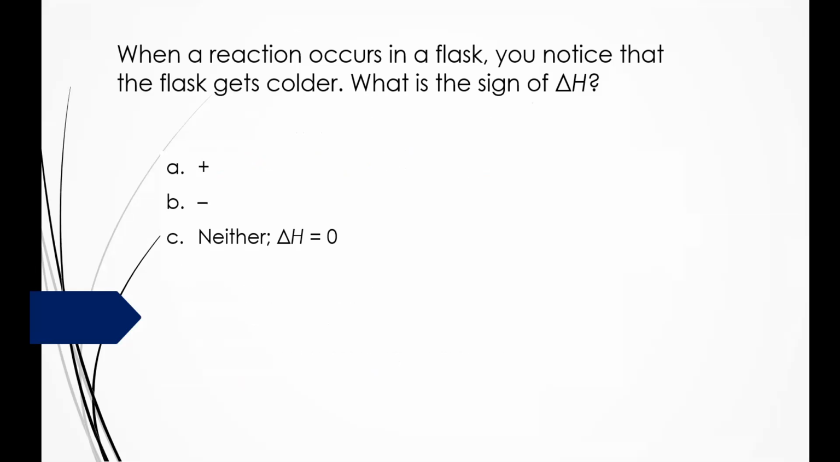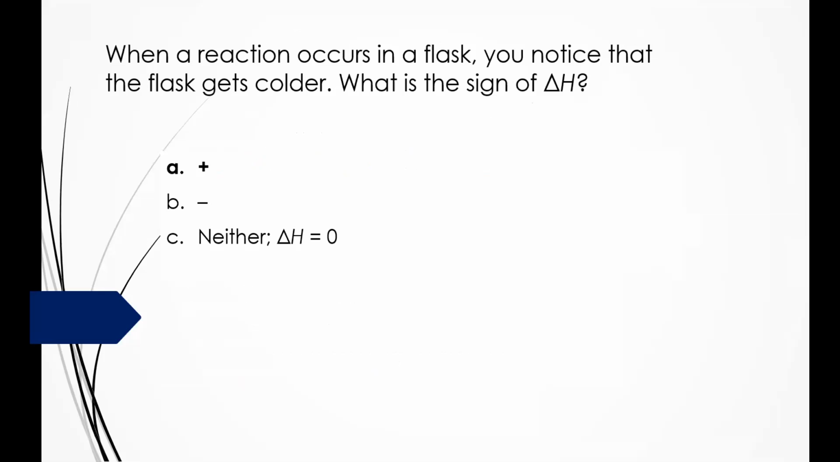So when we're looking at a reaction and we notice that the flask is getting colder, what is the sign for it? Now that delta H for our flask is going to be positive. And so it's getting colder because it is pulling in that energy. And so the surroundings have to sacrifice that energy in order to make that process go forward. So it's going to be a positive delta H change.